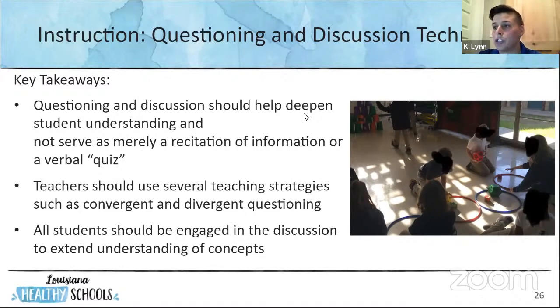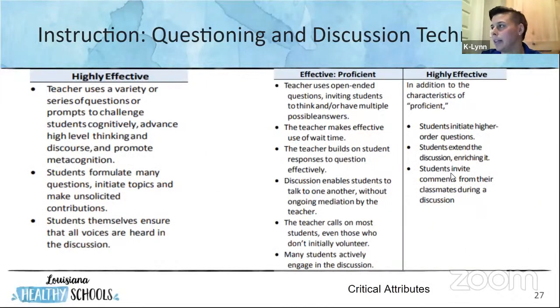Teachers should use several different strategies and all students should be engaged. A lot of times we can't hear from all 30 of our students, but a think, pair, share works. We use those a lot in the classroom, and we should use those in the gym. Get with the person next to you, here's your prompt, discuss it, and then take two or three hands a minute later.